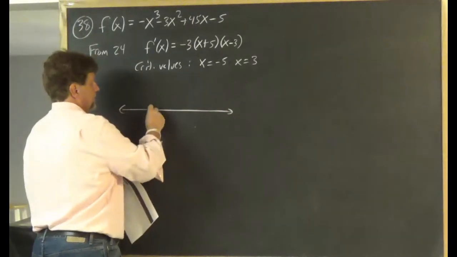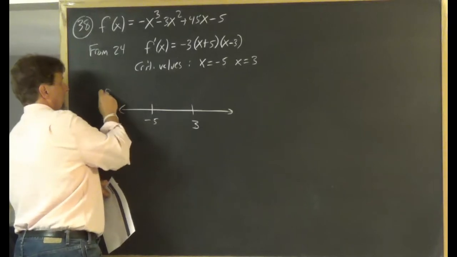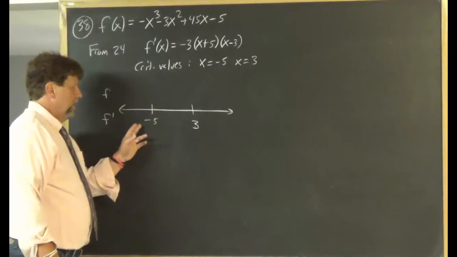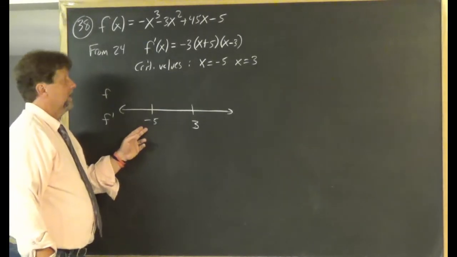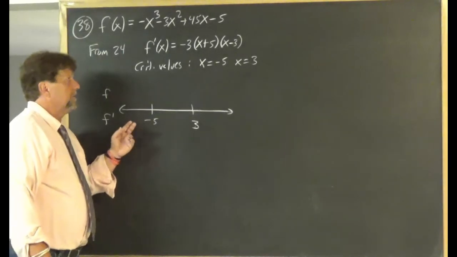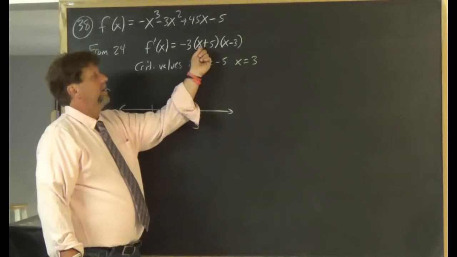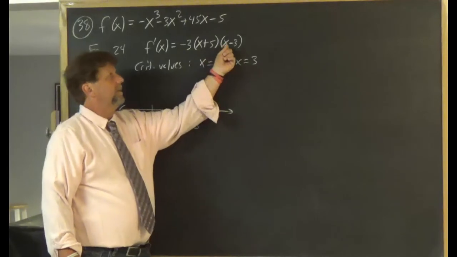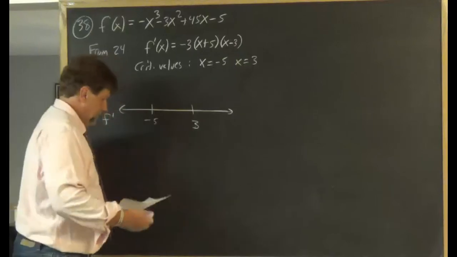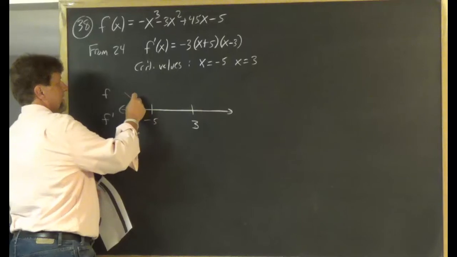Put the critical values on the sign diagram. I put f prime here, I put f here. And remember, you pick any number you want in this interval. I would pick -6. You're tossing that into the derivative to see if a positive or negative comes out. So -6 comes in here for the derivative. We would have a negative. This factor would be negative. This factor would be negative. So a negative times a negative times a negative, that is negative. The function is decreasing.